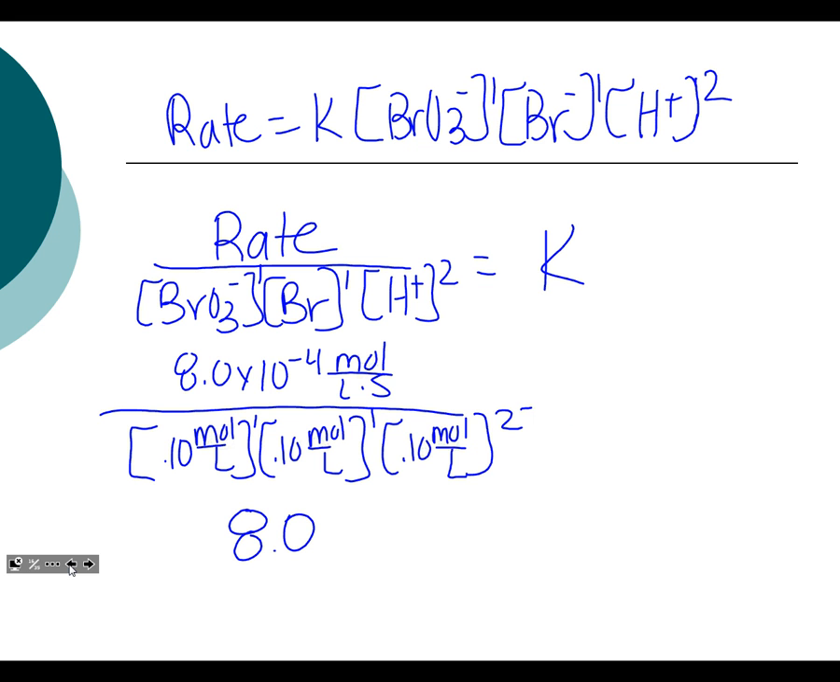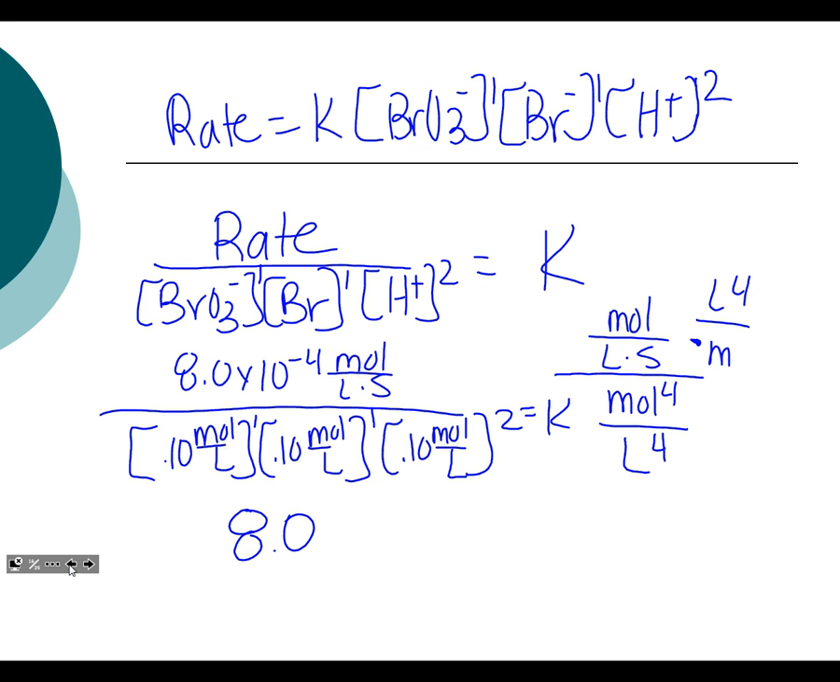So for our unit analysis, we have moles over liter second divided by, now we've got a mole times mole per liter times a mole per liter times a mole per liter squared. That is actually moles to the 4th over liters to the 4th. Well, now what do we do? We flip what we have on the bottom, liters to the 4th over moles to the 4th. So we flipped that.